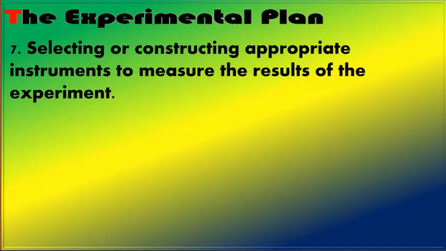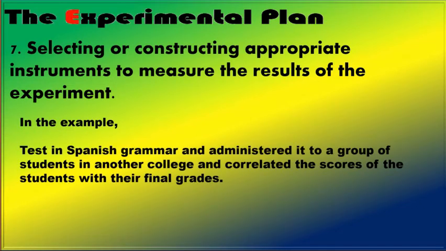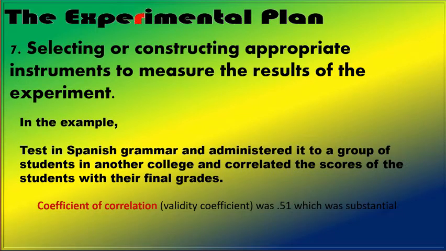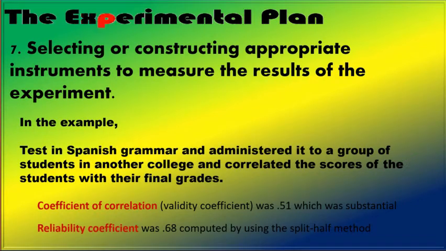Example, the experimenter constructed a test in Spanish grammar and administered it to a group of students in another college and correlated the scores of the students with their final grades. The coefficient of correlation or the validity coefficient was 0.51, which was substantial, and the reliability coefficient was 0.68, computed by using the split-half method.